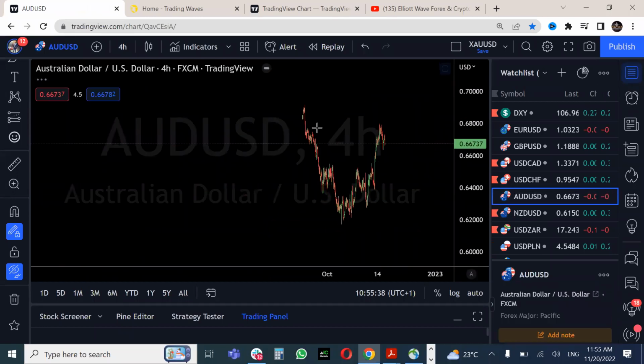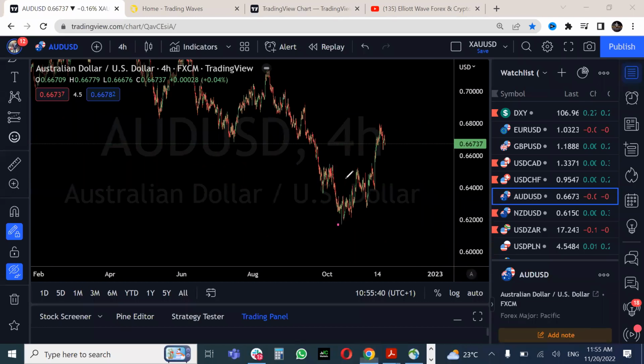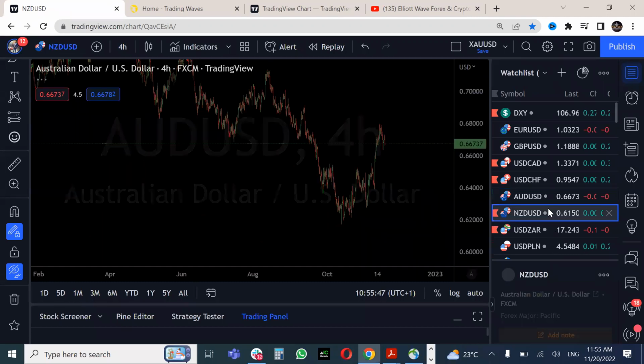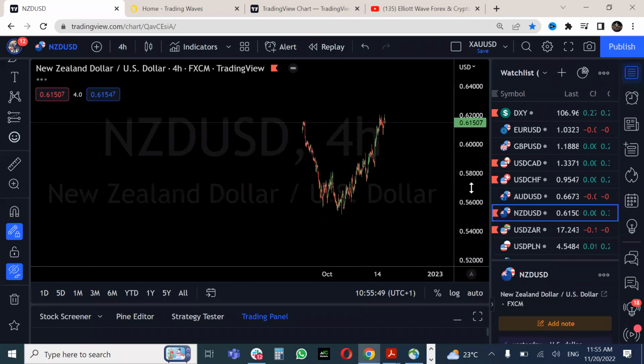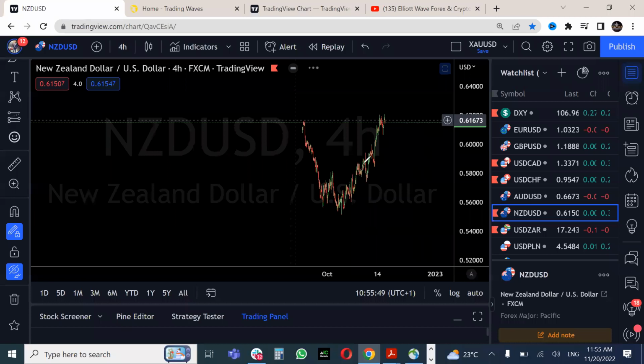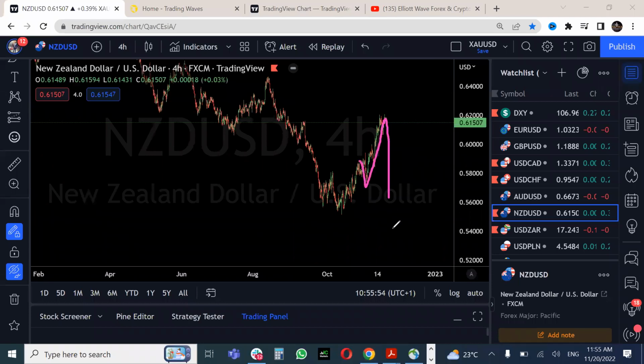All right, now Audi US dollar, again, just go to that video. You'll see that we said from here in October, we said we're going to push to the upside and we're going to drop. That move has already happened. That is still the expectation. Nothing has changed. New Zealand US dollar is exactly the same as well. In October, we said we are here, we're going to push up and we're going to drop. Nothing has changed. We're still expecting the same.